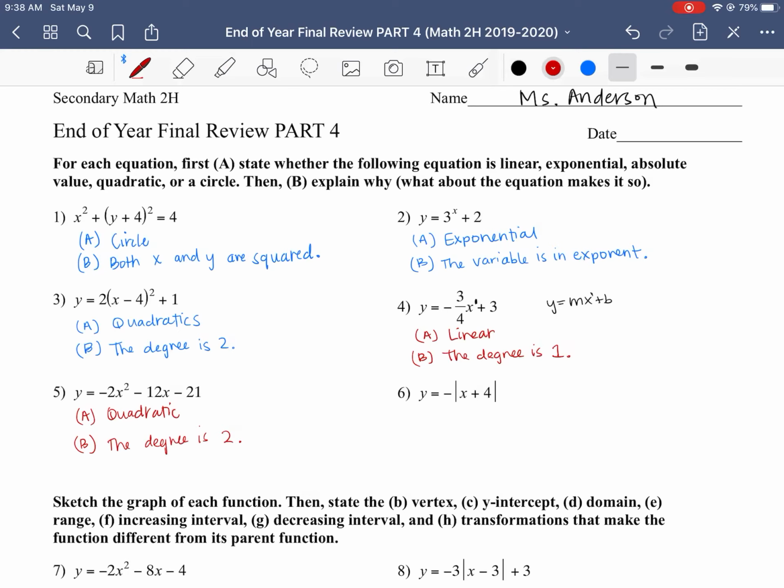Lastly, number 6, this one, again, is pretty easily identified. These we call absolute value bars. So in this case, when we graph this one, this will definitely be an absolute value function. And when the x is inside the absolute value bars, then it creates an absolute value function, or a V-shaped graph. So, right, the x variable is inside absolute value bars.